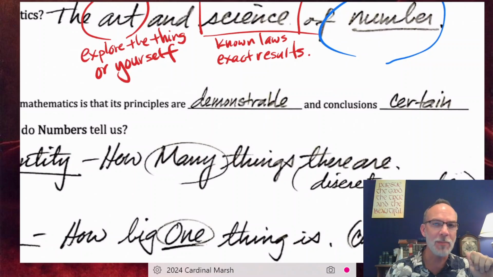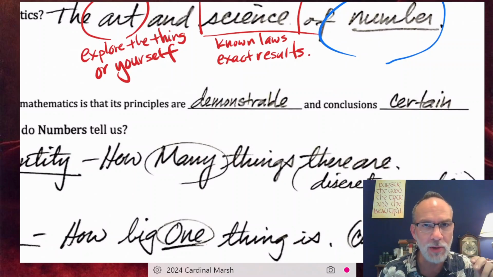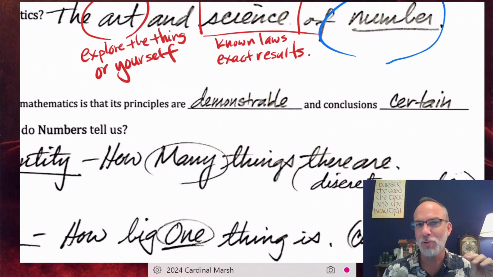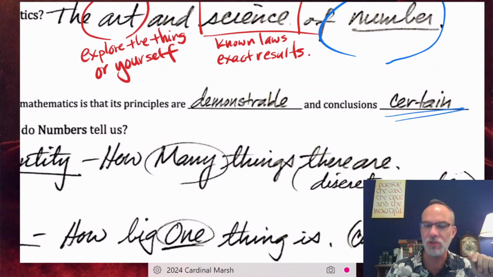Oh, you think the sum of the interior angles of a triangle is 180 degrees? Well, I'm not so sure. Here's a proof. We can show you. Oh, now I'm convinced. Okay. And once you get the information, the conclusions are certain. There's really no doubt in the end that 3 plus 5 is 8. You're not going to wake up tomorrow and it's wrong, or changed or something like that. The conclusions are certain.